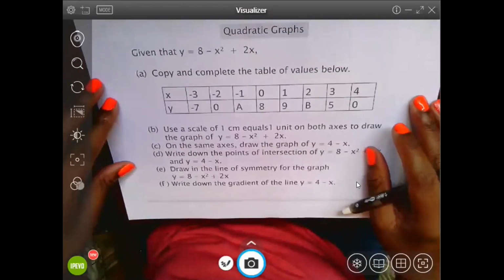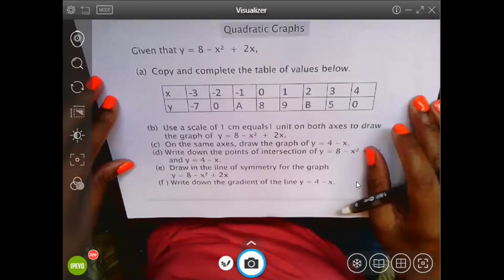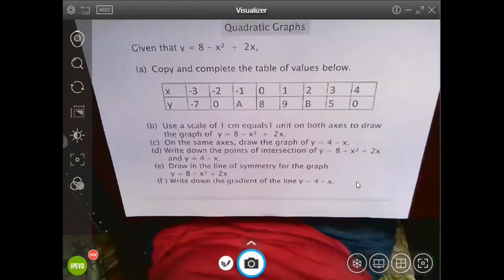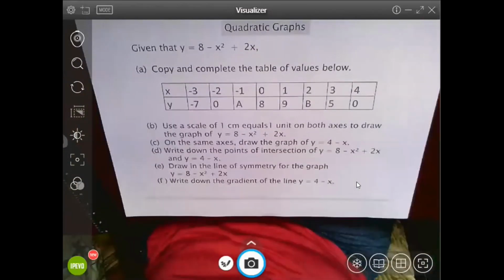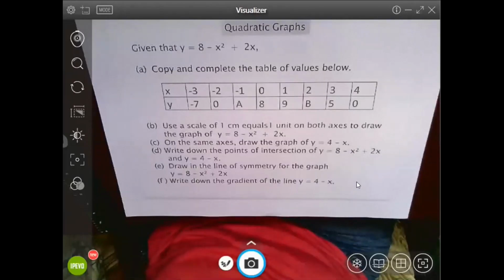Given that y equals 8 minus x squared plus 2x, copy and complete the table of values below. And then using a scale of 1 cm equals 1 unit on both axes, draw the graph of y equals 8 minus x squared plus 2x. And then C, on the same axis, draw the graph of y equals 4 minus x. D, write down the points of intersection. E, draw the line of symmetry. And then F, write down the gradient.